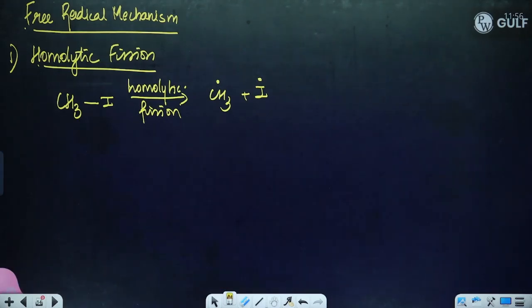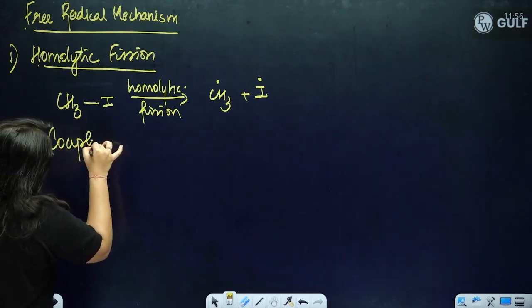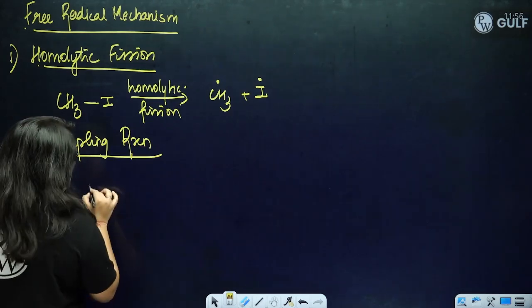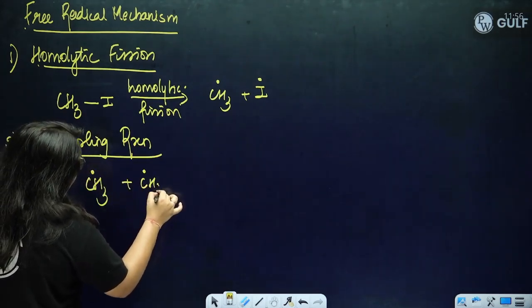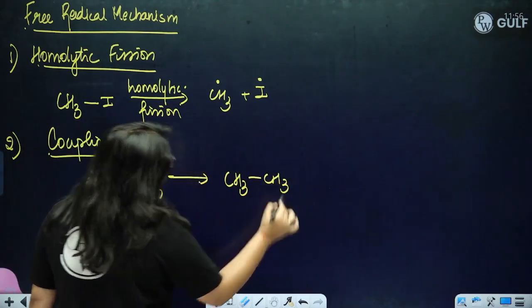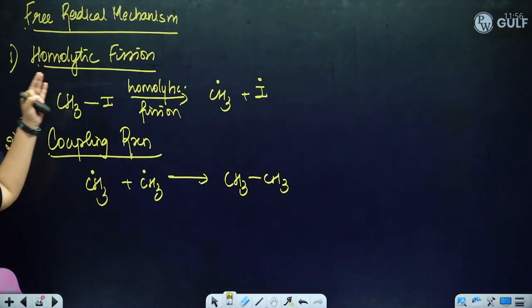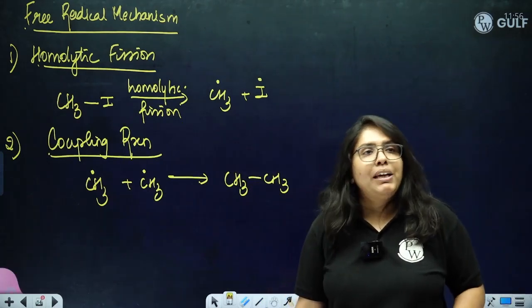Now, after this, coupling reaction takes place, where the free methyl radical and another free methyl radical come together to give rise to ethane. Now what you need to understand is that homolytic fission and coupling reaction is what takes place.